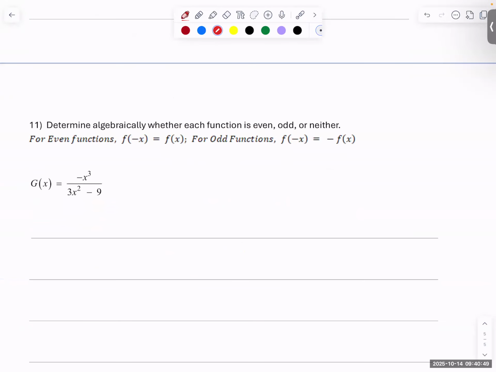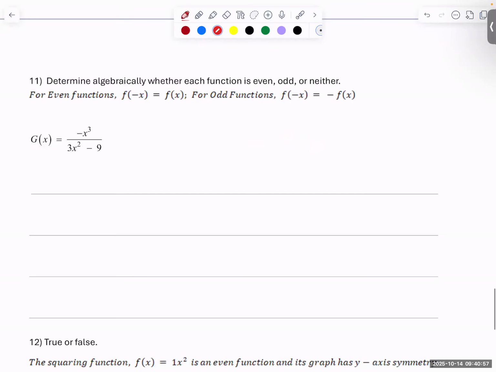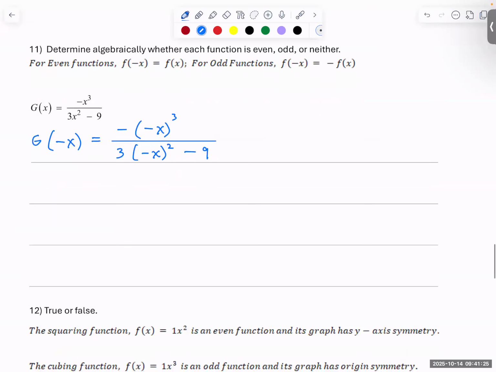Number 11, given function g, show algebraically whether the function is even, odd, or neither. So let's first do the test for an even function. We're going to input negative x for x. In the numerator, we have the opposite of negative x cubed, divided by positive 3 times negative x squared minus 9. And simplify.